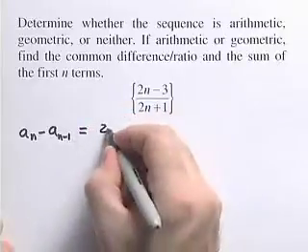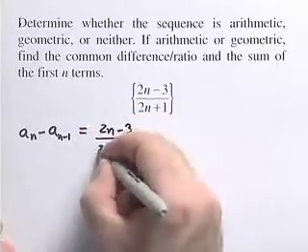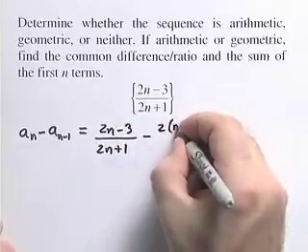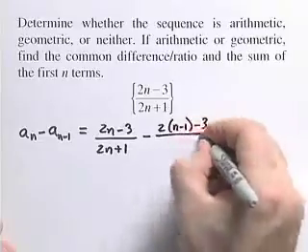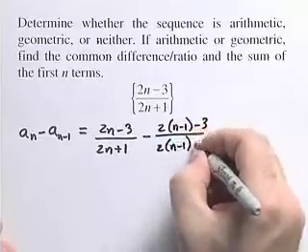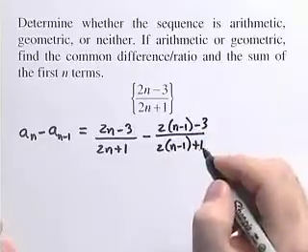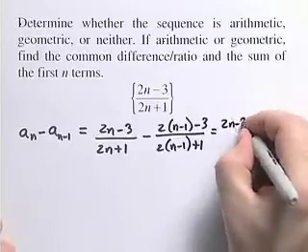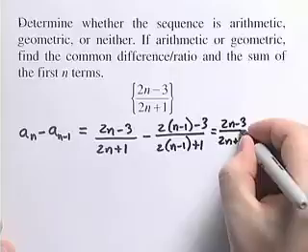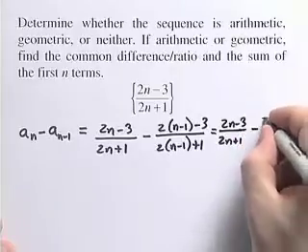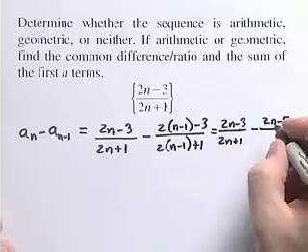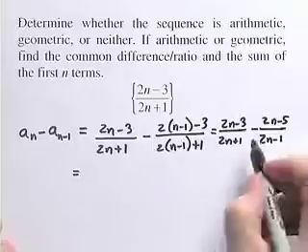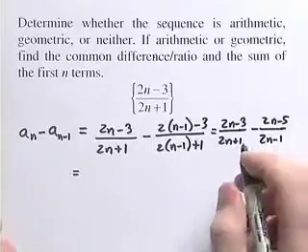To do that, we'll have (2n - 3)/(2n + 1), that's the nth term, minus (2(n - 1) - 3)/(2(n - 1) + 1), that's the (n-1)th term. This is equal to (2n - 3)/(2n + 1) minus (2n - 5)/(2n - 1). We need to get a common denominator to subtract these two fractions.